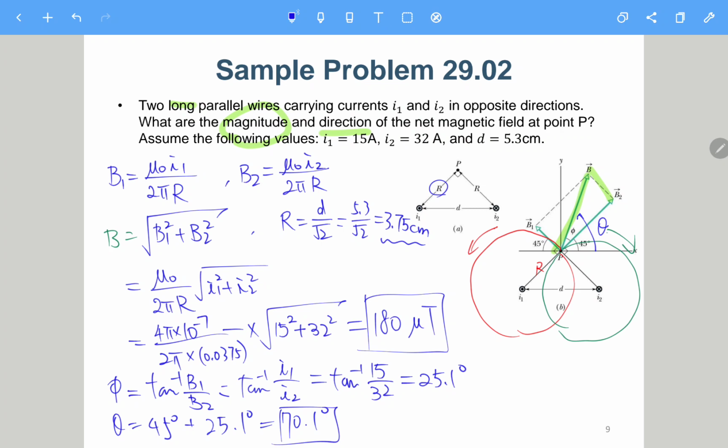This one is not that difficult, because we just need to find B1 and B2, and the only thing we need to know is that the B field is a vector. So when we add them together, we need to consider whether they point in the same direction. Otherwise, we need to consider it as a vector sum.